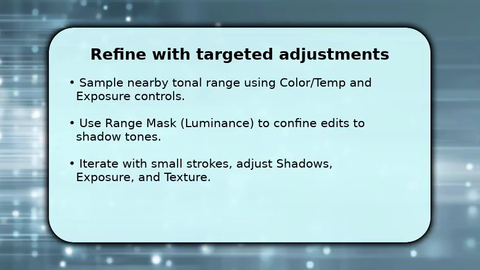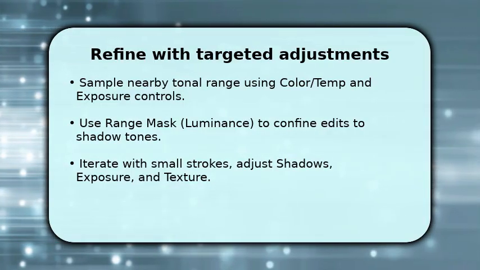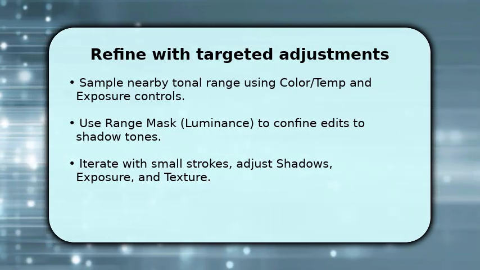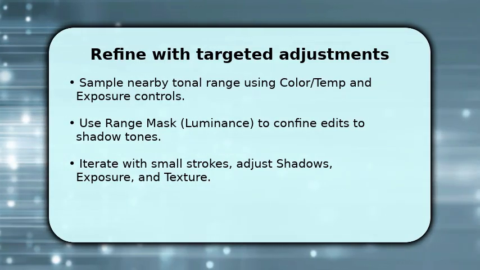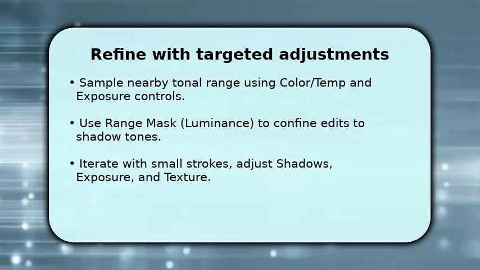Once you've placed an initial brush or clone, refine the match. Sample the nearby midtones using small exposure and temperature nudges to align color and luminance. Make use of range mask set to luminance to restrict the effect to darker values only. This prevents washout of highlights.